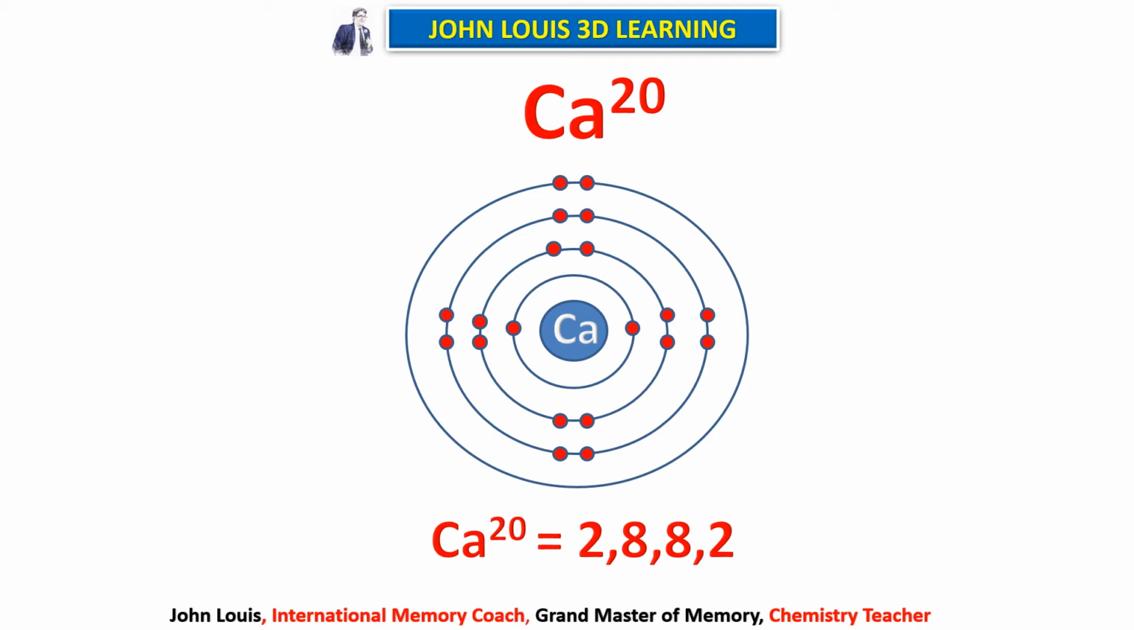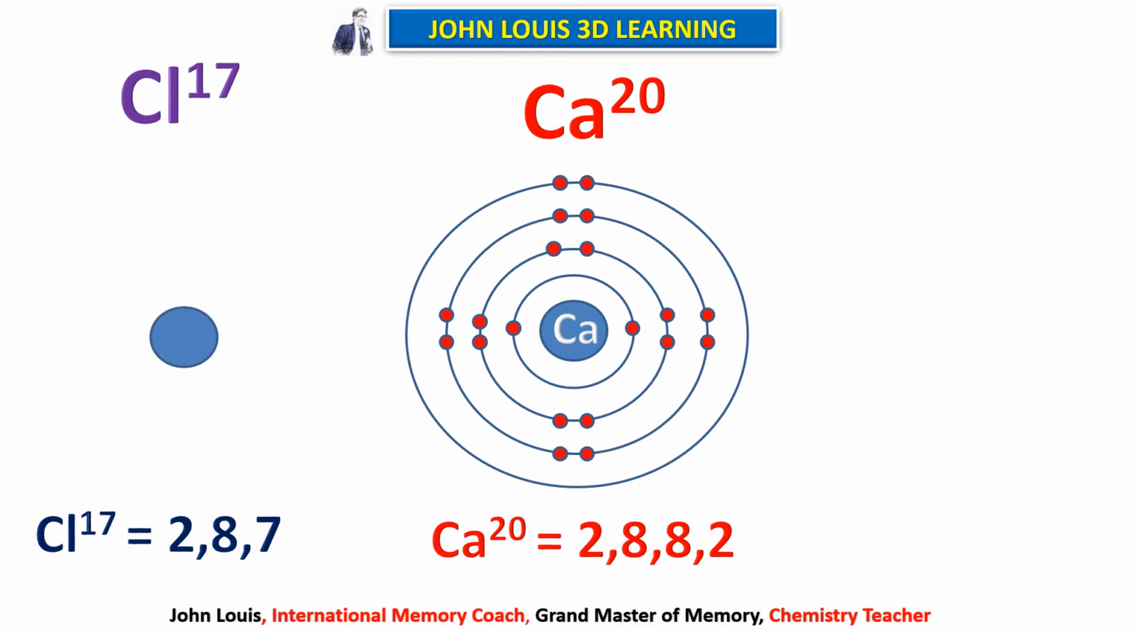Now if it donates those 2 electrons from the fourth orbit, the third orbit becomes the outermost orbit, which has 8 electrons. That means the calcium atom attains stability. Now let us take chlorine. What is the atomic number of chlorine? 17. How are these 17 electrons arranged? 2, 8, 7: first orbit 2 electrons, second orbit 8 electrons, third orbit 7 electrons. How can this be filled up? This is the chlorine nucleus, which has 17 protons and some neutrons.